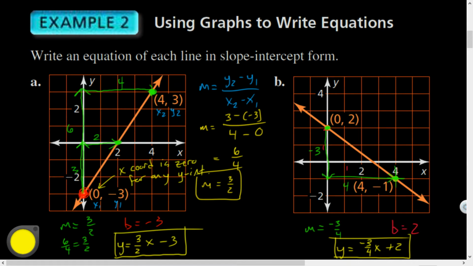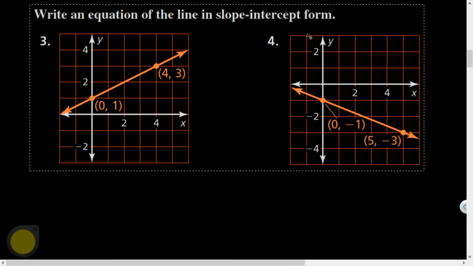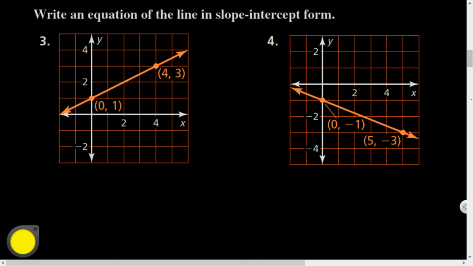Problems 3 and 4 from the monitoring progress, which I believe you guys have on your worksheet. All right, so same mystery. I'm looking for the M, I'm looking for the B. Austin, could you tell me the M or the B for this line? Either one. Let's see, I think B is easier to find. B is our y-intercept. You have an idea of where this crosses the y-axis? At the 1, perfect, bam, B equals 1, done.